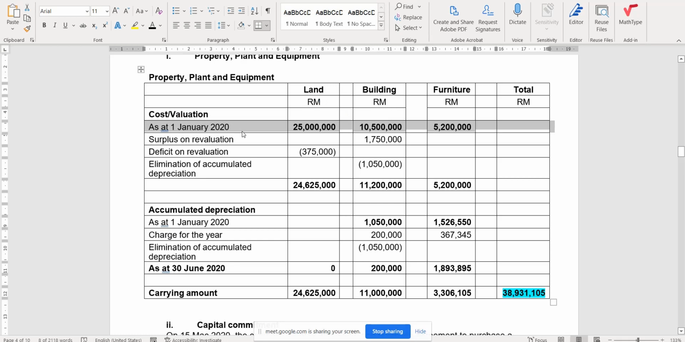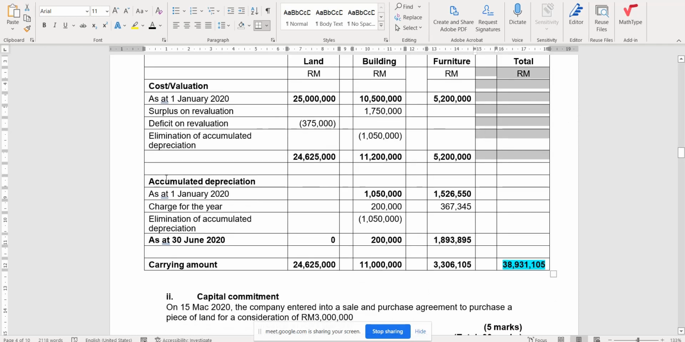Okay, what were the changes during the year that you have to show? One is the surplus on revaluation for building, deficit on revaluation for land, and also the elimination of accumulated depreciation that you have done for building. For furniture, no adjustment needed in the cost and valuation section, right? Next is the accumulated depreciation. Beginning of the year, yes, that was taken from last year balance 31st of December 2019. Depreciation charge for the year, this is the one that we calculated in our workings just now.